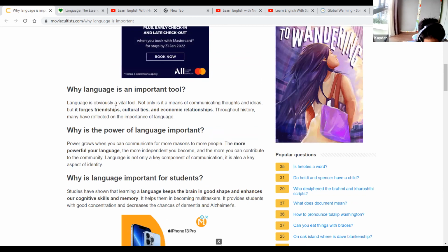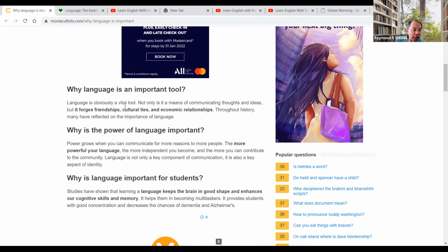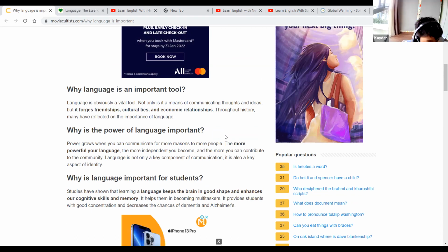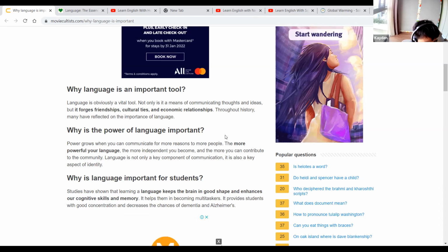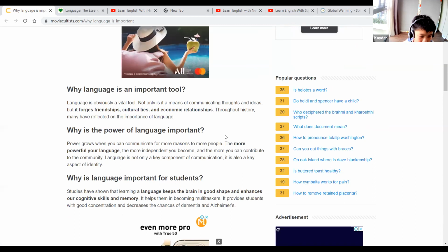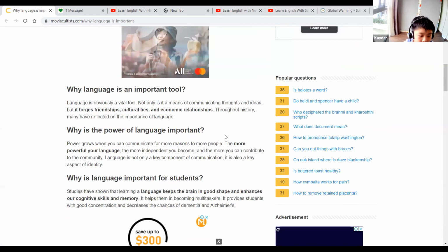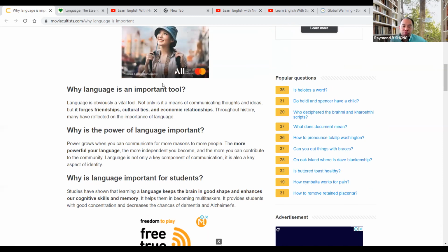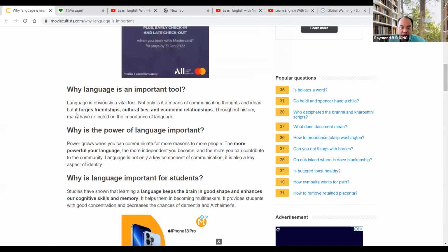Language is obviously vital too. Vital means important. Take note now. Vital, Michael. Take note now. Michael, are you there? Vital means very important, essential. Not only is it a means of communicating thoughts and ideas, many have reflected on the importance of language. Okay, so you see, it forms friendships and culture. So language is so important.